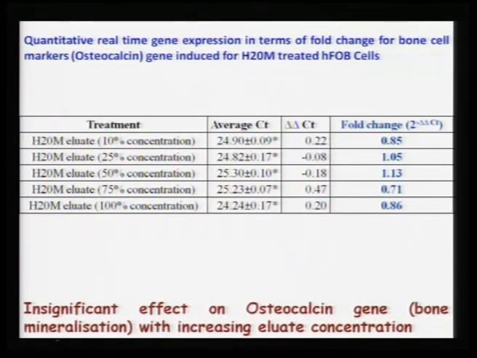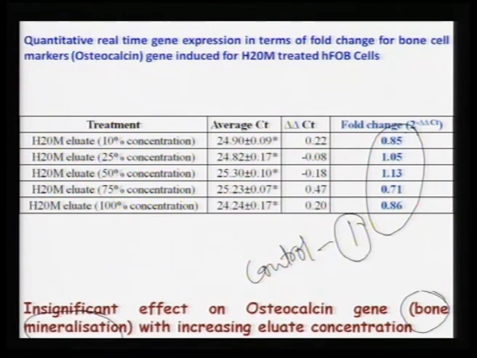There is another gene, also known as the osteocalcin gene. Osteocalcin genes are mostly responsible for the bone mineralization process, but for osteocalcin, what you notice here is that it is down regulated, or has an insignificant effect, because for the control cells, like untreated cells, as I said, your fold change is 1. With respect to 1, it is hardly 1.05, 1.13, so there is not much difference. The control cells' osteocalcin expression is the same as the osteocalcin expression in these different eluate concentrations.